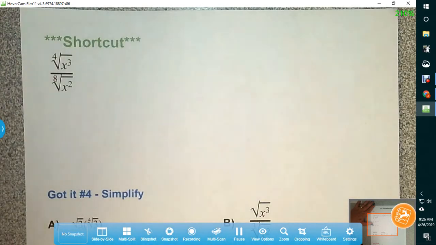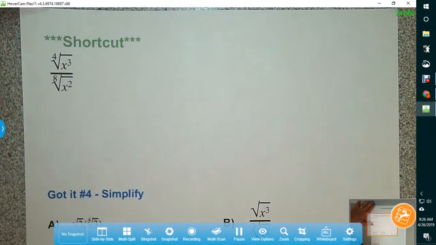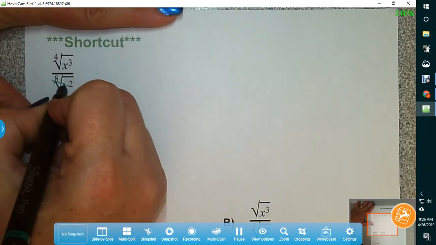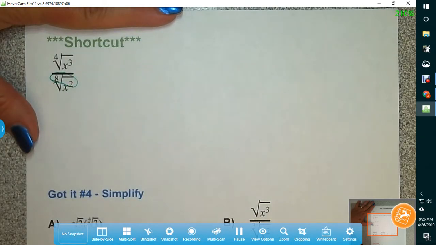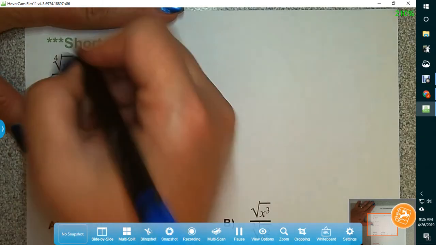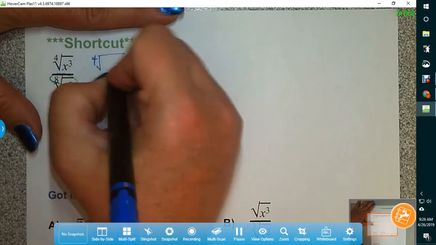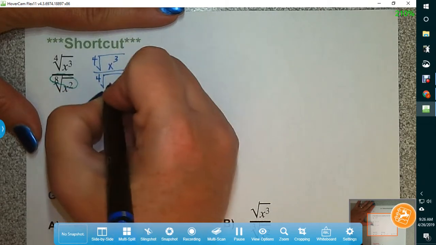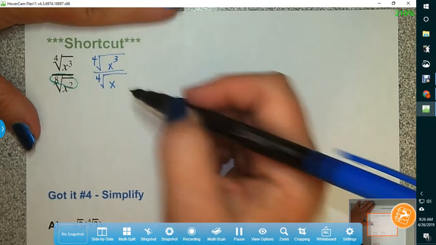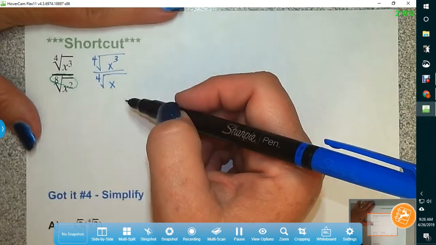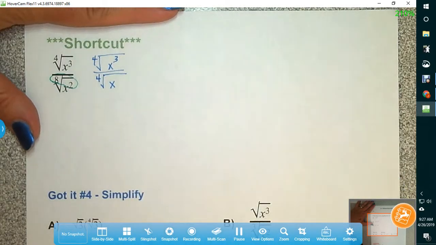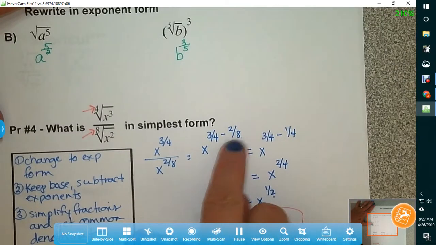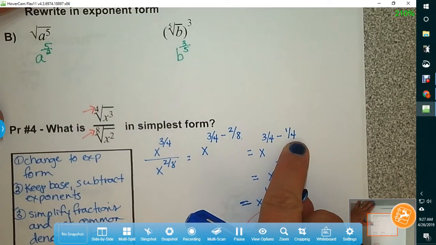we're going to take a look at a shortcut for this one. Okay, same problem that we just did, but what I want you to notice here on the bottom is that exponent and index are both divisible by 2. So if you go ahead and divide both of those by 2, that's going to give me the fourth root of x to the first. And now they have the same index. Okay, and if you think about it, over here, when I reduced 2/8 to 1/4, that would have given me the fourth root of x to the first.